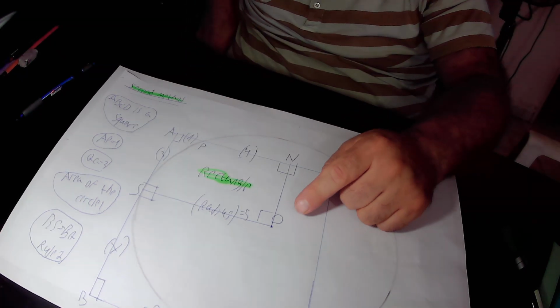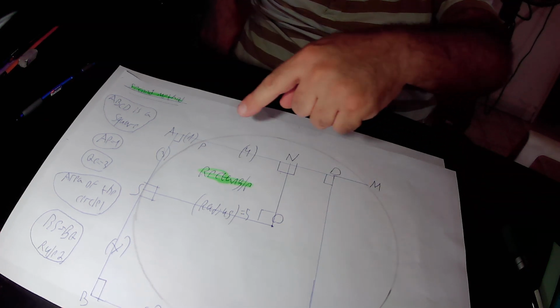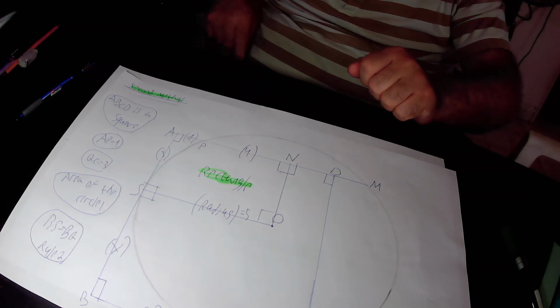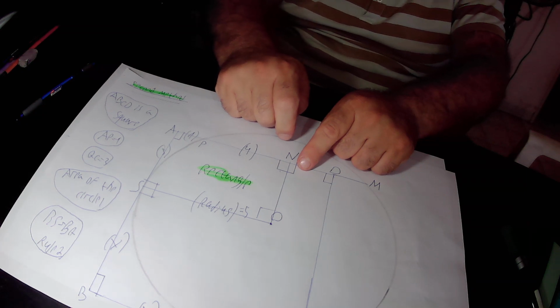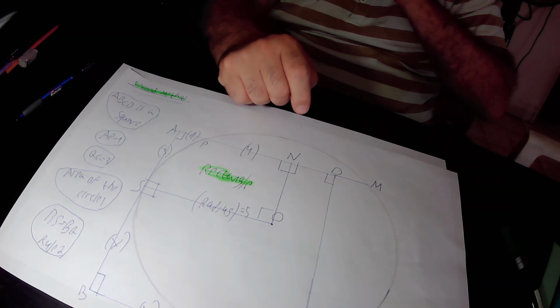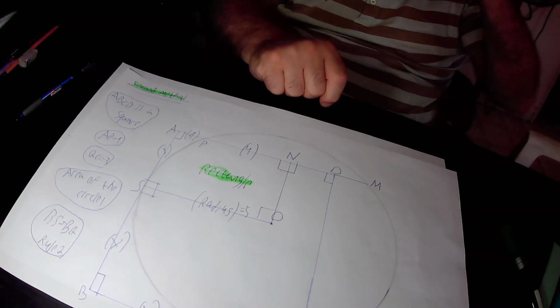That is to say, from this point O, the center of this circle, we draw a perpendicular on chord PM. So this angle equals 90 degrees, and this angle also equals 90 degrees according to our construction. We define the touching point of the perpendicular from point O and chord PM as point N.